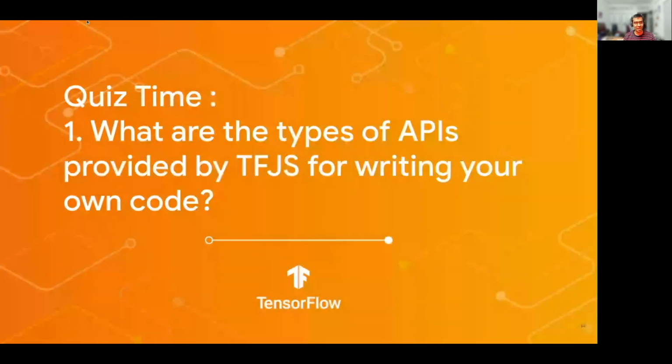The first question is, what are the types of APIs provided by TensorFlow.js for writing your own code? For the third type of way in which you can write code, we had two different types of APIs: the low level API and the high level API. If anyone remembers and answers correctly, I will reach out to you over Twitter and share a coupon code for a TensorFlow.js book. It's a really cool book. If anyone remembers the two different types of APIs, you can put that into the chat section.